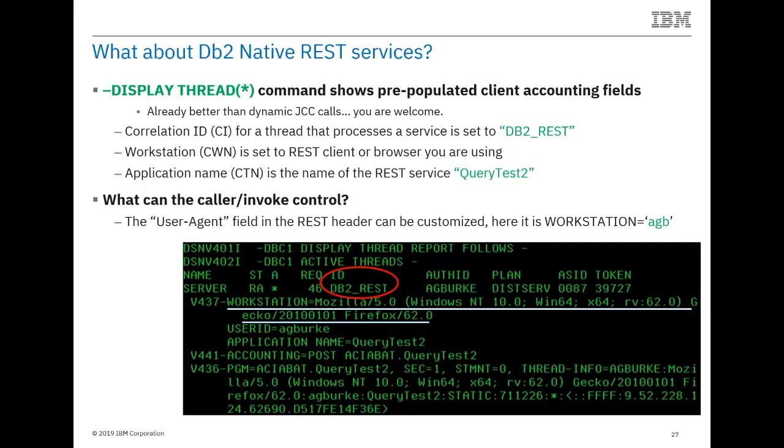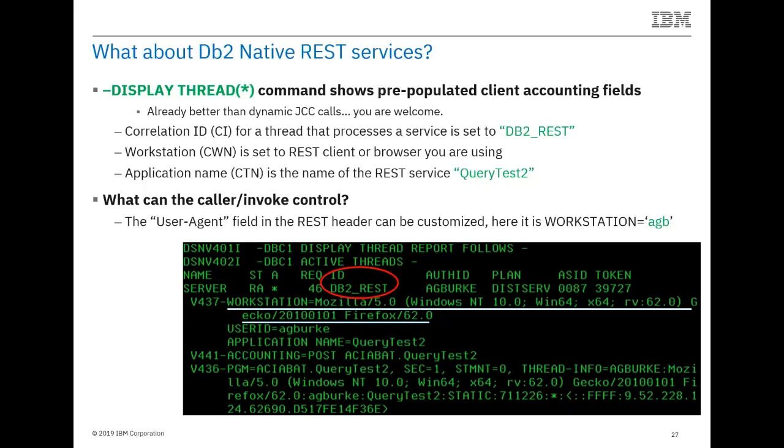And then last but not least, of course, we've got DB2 Native REST services. This is fairly new, but I want you to realize that these still abide by all the rules and architecture of other distributed DBATs. So you do the display thread command. If it's a native REST call, we've actually populated a lot of these client accounting fields for you. So we're trying to help you out here.